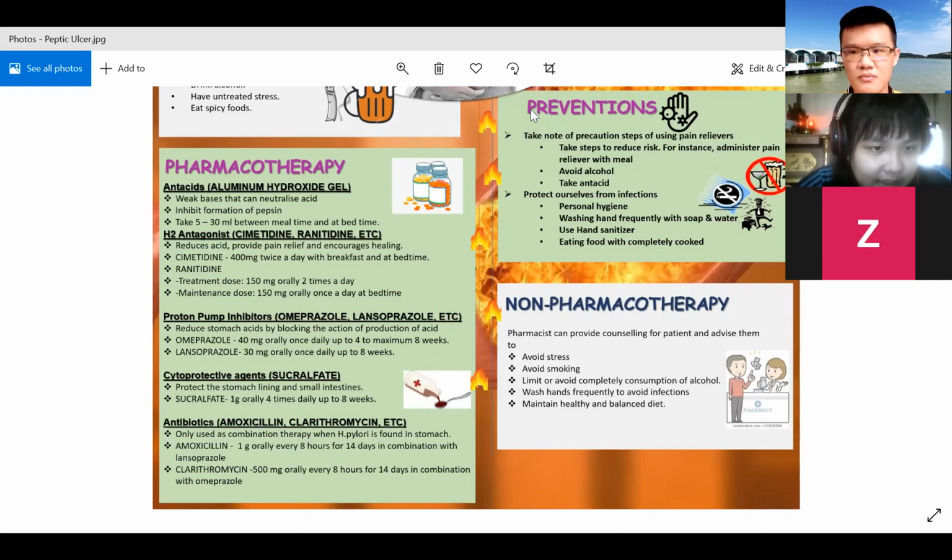Cimetidine and ranitidine. Ranitidine I didn't put because it's banned. So cimetidine 400 mg twice a day with breakfast and bedtime. Treatment dose 150 mg orally twice a day. Maintenance dose 150 mg orally once a day, bedtime. The common side effects found in this class are constipation, diarrhea, dry mouth, headache, insomnia, etc.